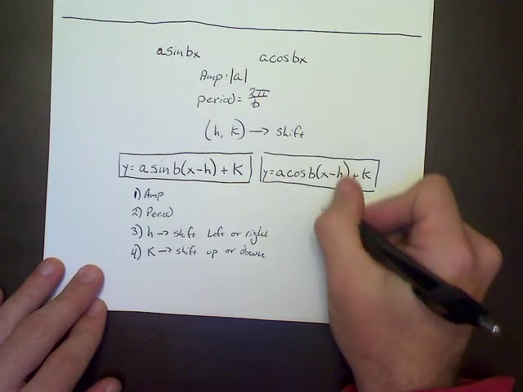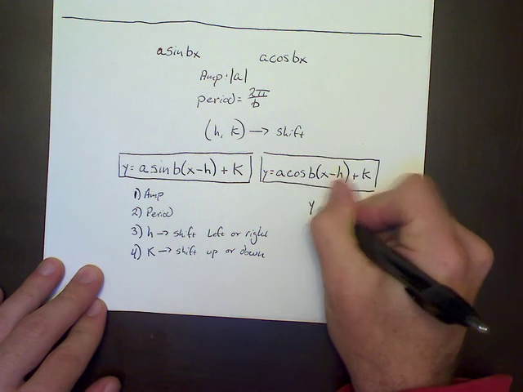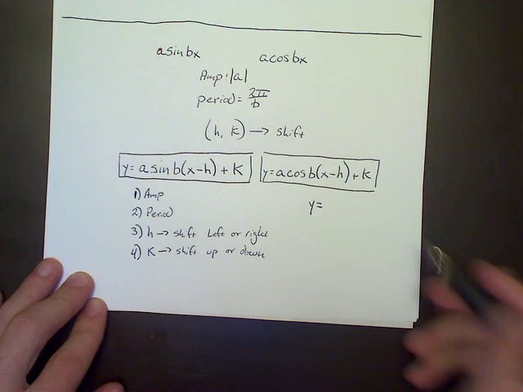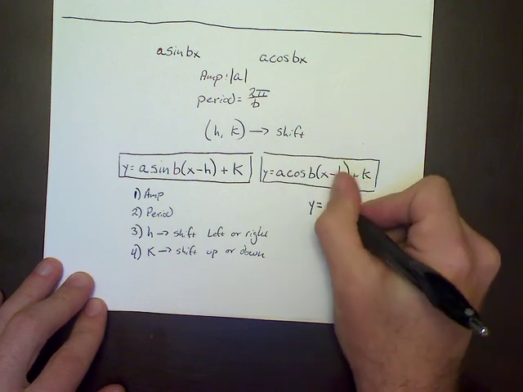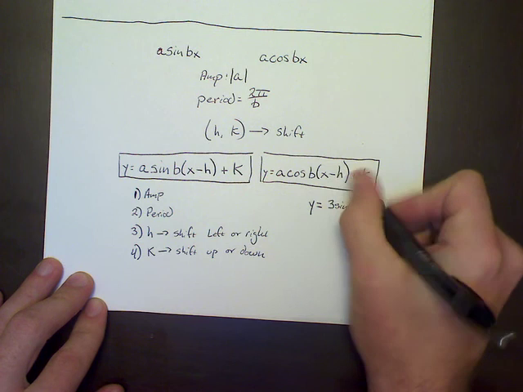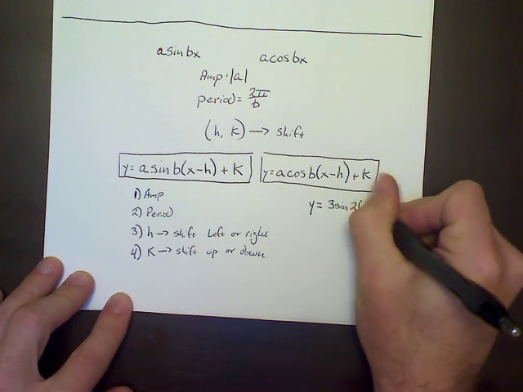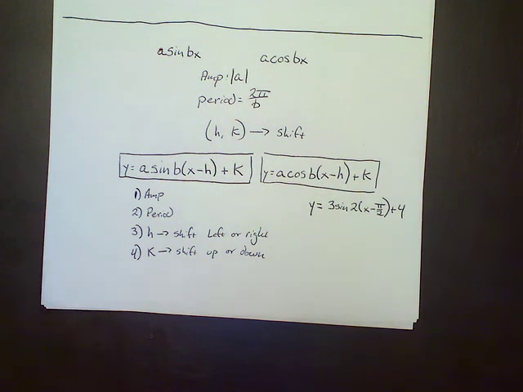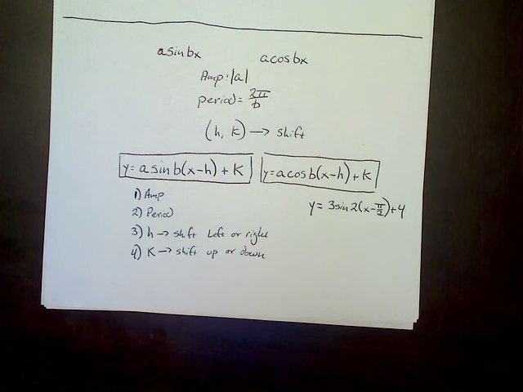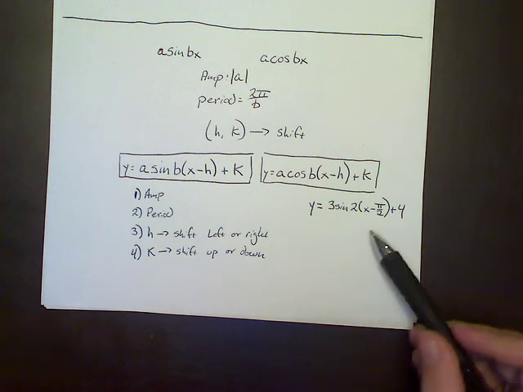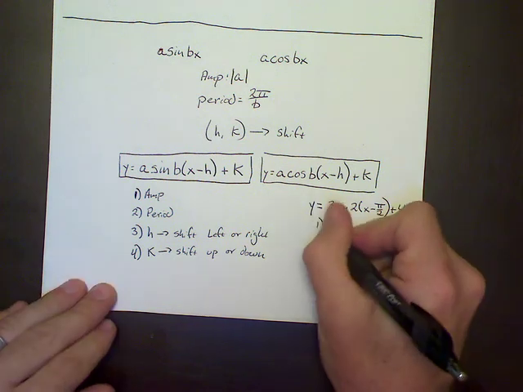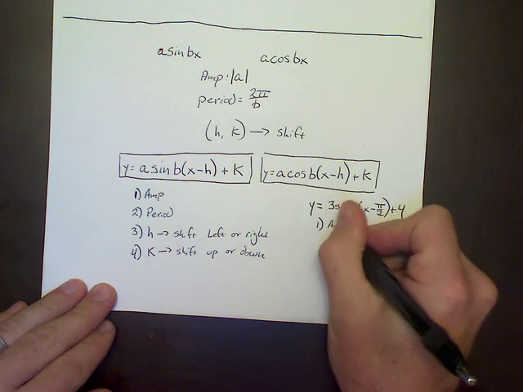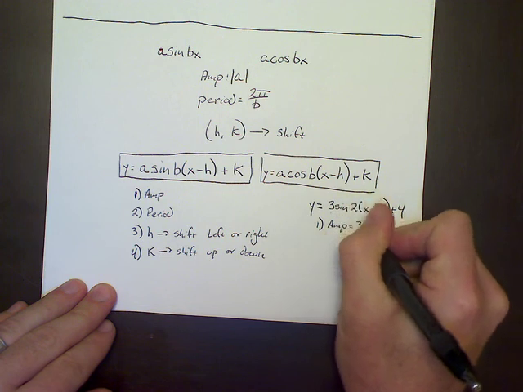I'll put an easy little example over here. So right now we're not graphing anything. We're just going to identify these four things. So let's say y equals 3 sine (2x minus pi over 2) plus 4. So that's going to be the new equation. It looks a little bit more complicated, but there are just a few more extra parts in here. So again, the amplitude is still this first number, which in this case is 3.